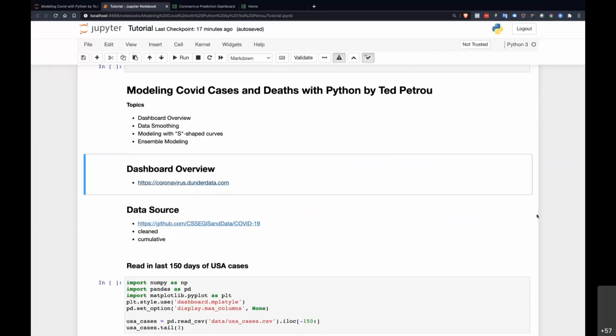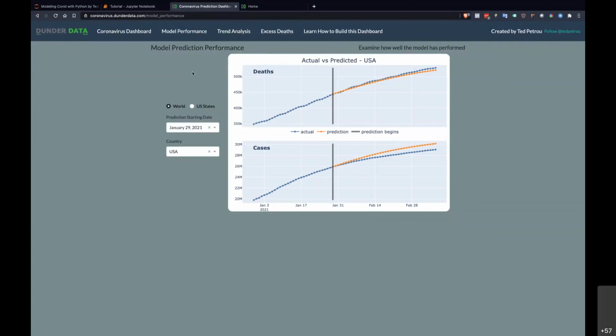Okay, so let's go back to the tutorial. Oh, there's a question. What are the main components used to build the system? Well, I used the Dash library from Plotly to build this, and then the data analysis is done with pandas in Python and SciPy, which optimizes the model, figures out the parameters.